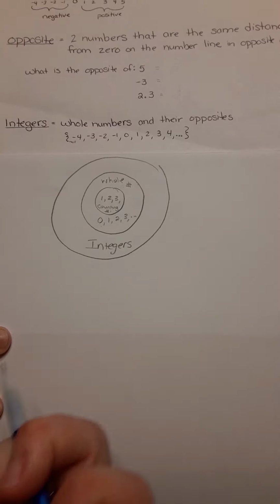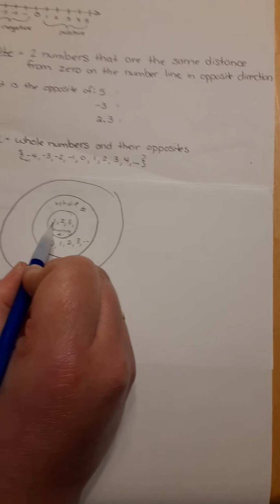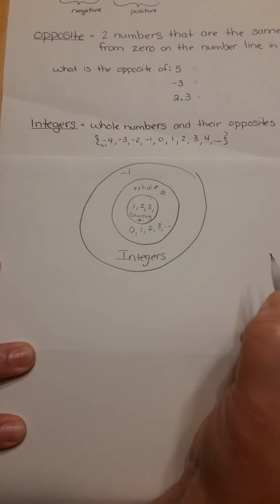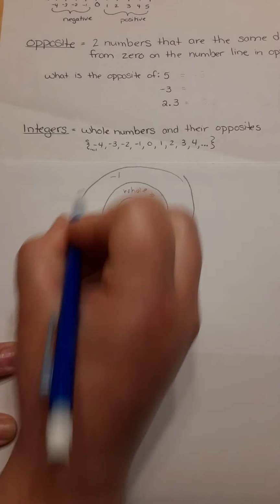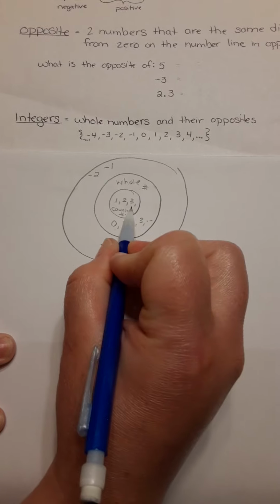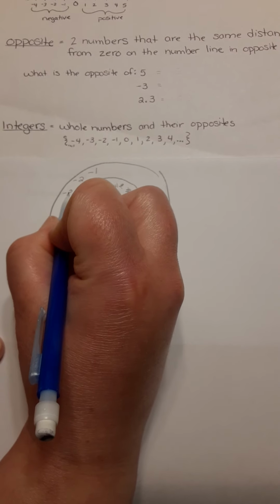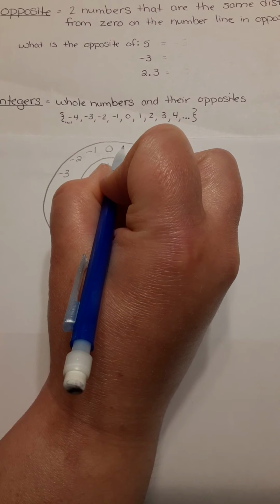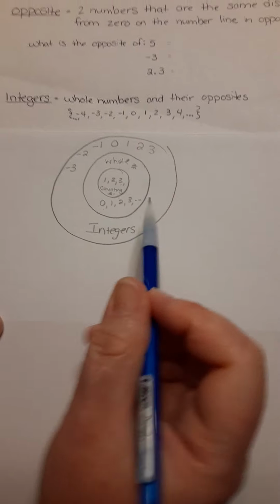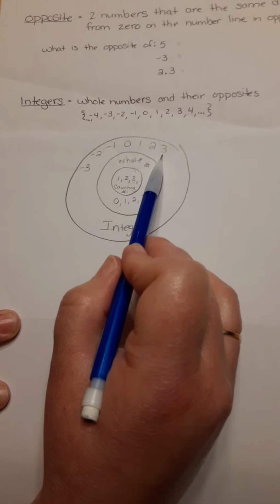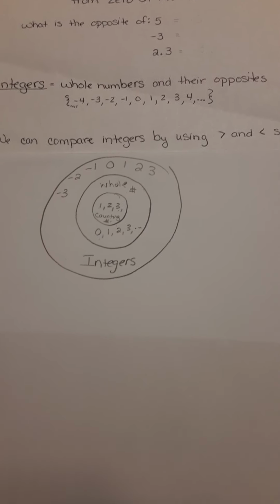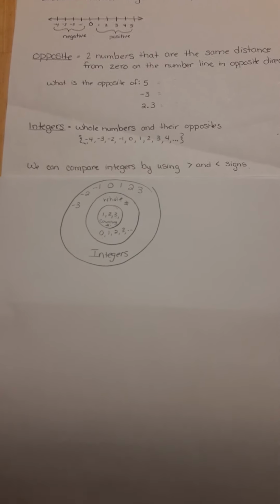Okay, so what is the opposite of 1? Opposite of 1 is negative 1. What's the opposite of 2? It's negative 2. What's the opposite of 3? It's negative 3. Here's my 0, and there's my counting numbers, 1, 2, 3. That is what integers are. It's 0, the counting numbers, and its opposites. Okay, so we can go ahead and compare numbers.